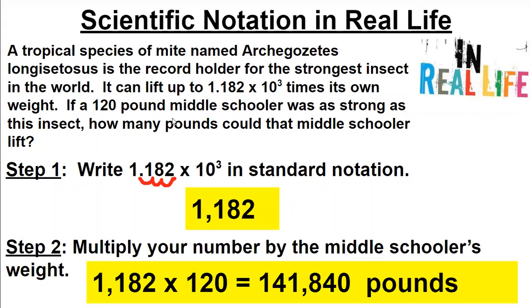1,182 times 120 is equal to 141,840 pounds. So if you were as strong as that bug, that mite, you would be able to lift 141,840 pounds. That would be crazy. So that's a pretty strong bug, wouldn't you say? Yes. Okay, moving on.